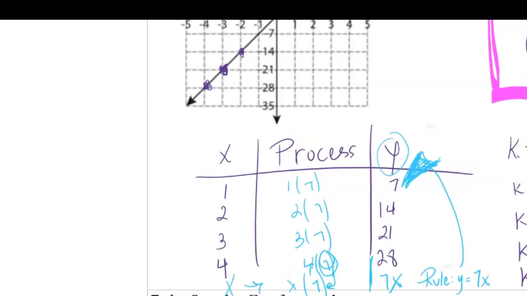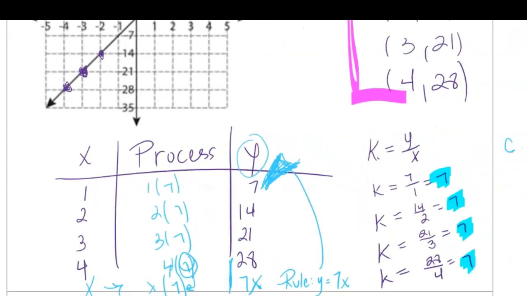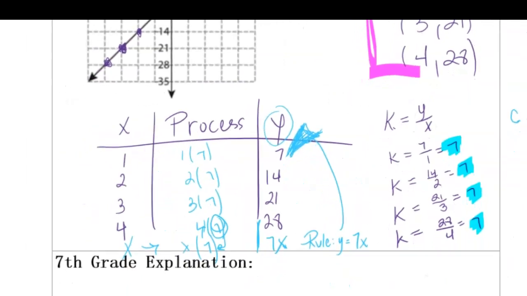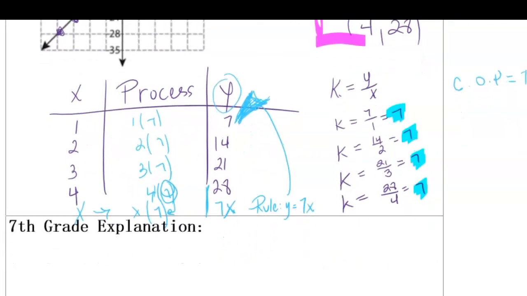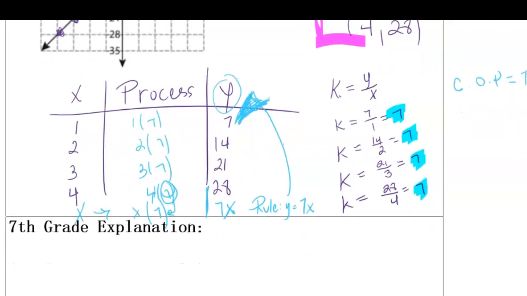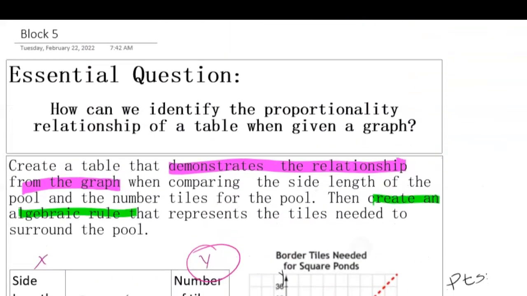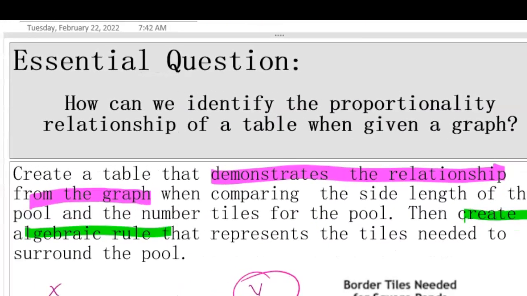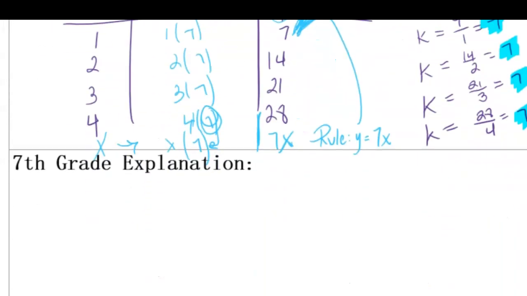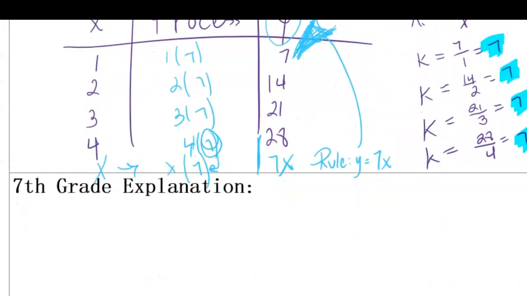Please now go ahead and write this information down into your notes, and when you're ready, go ahead and start on the 7th grade explanation. Again, the 7th grade explanation is just answering this essential question, okay? So go ahead and answer that, and when you're ready, come back and get that signed off by Ms. Eden or myself, and then we are ready to go.